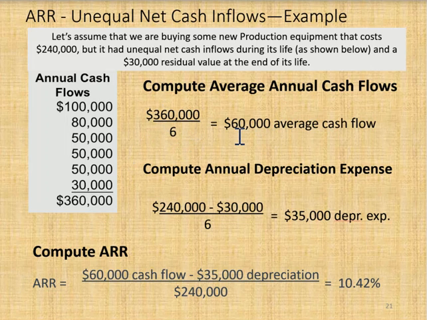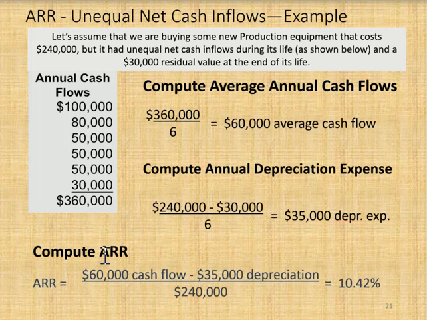We also need to calculate the depreciation. So that gave us $60,000 per year average cash flow. And then to calculate depreciation, if you remember back to the beginning of your financial accounting class, you take the cost minus any residual value divided by useful life. That's straight line depreciation. So in this case, it comes out to $35,000 depreciation expense.